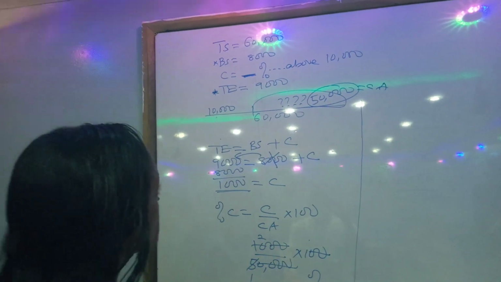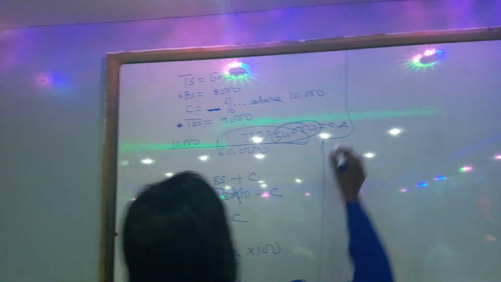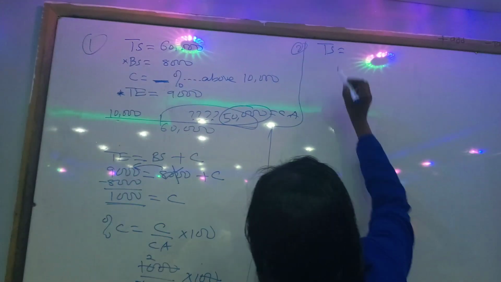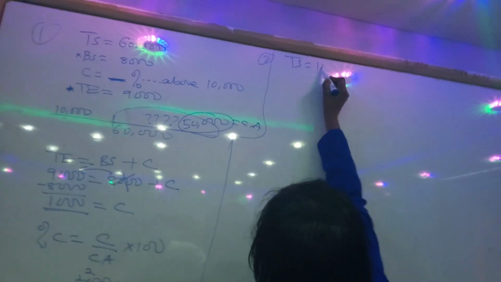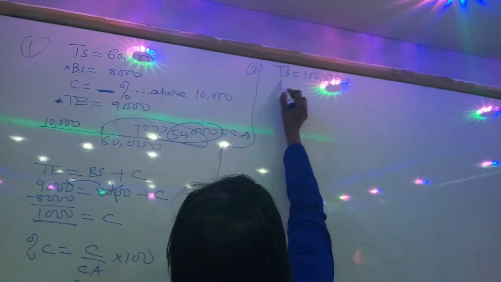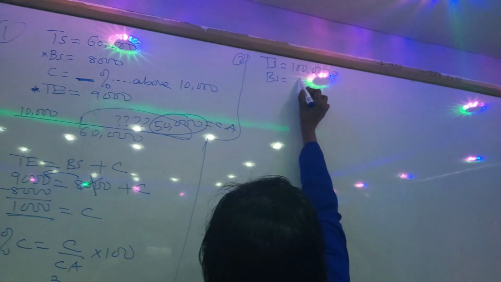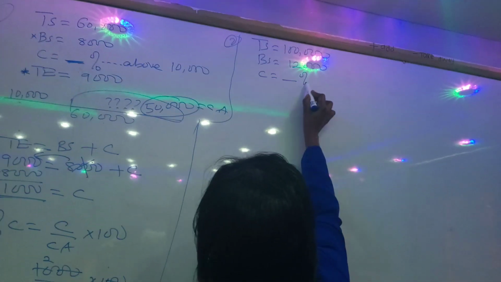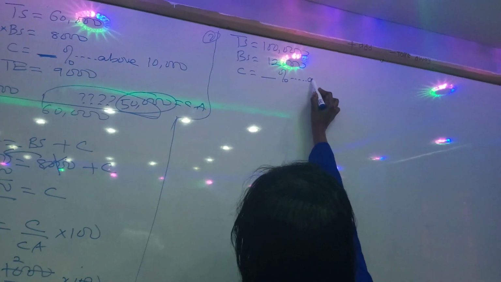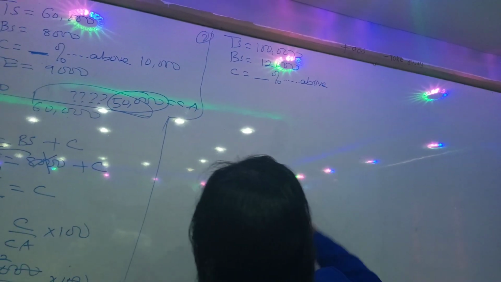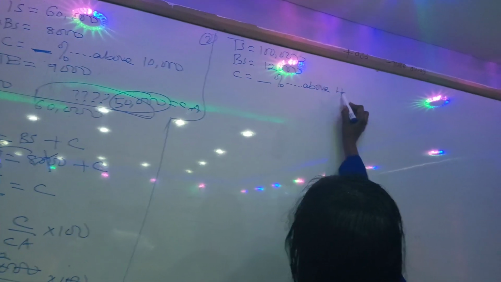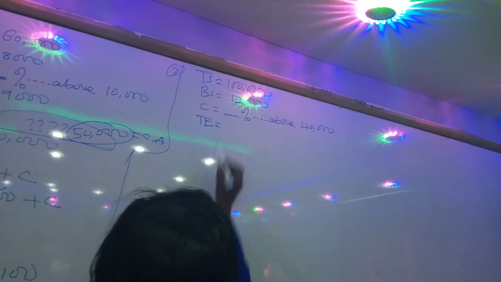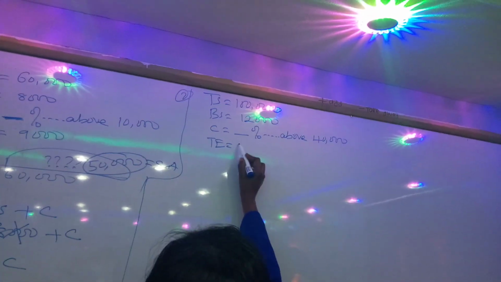Example number 2 on this. So that was our number 1. This time round, a salesman sold goods worth 100,000. At the end of the month, the basic salary is 12,000. And the commission, we don't know the percentage commission. All we know is that it is coming from the money that is above 40,000.